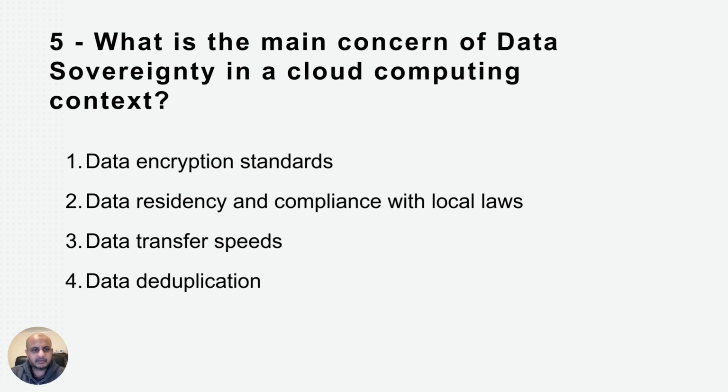Okay, number five is, what is the main concern of data sovereignty in a cloud computing context? If you ever hear this phrase, this is basically you don't want data leaving your borders. Data encryption is one of the controls you put in. Data residency, I would say this is the correct answer. Data transfer speeds have nothing to do with it, nor data duplication.